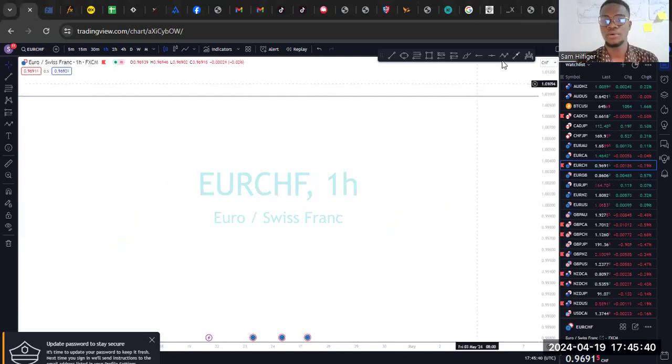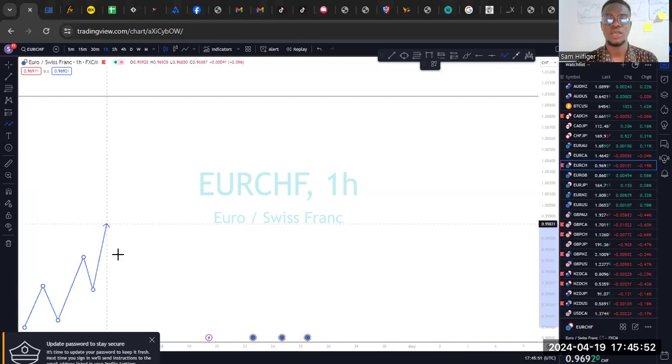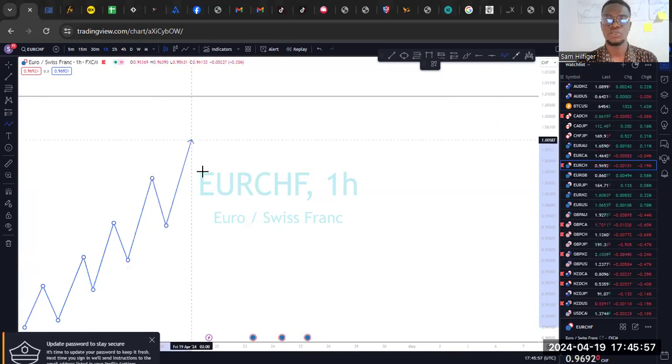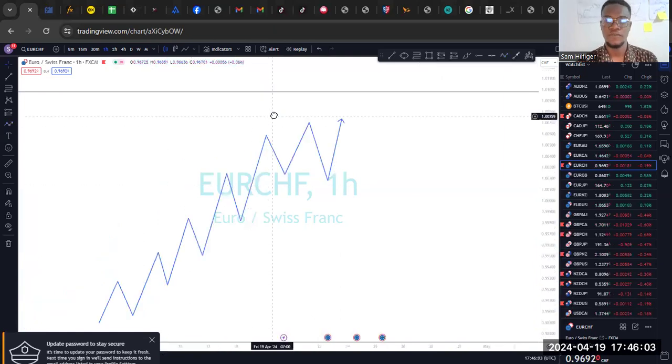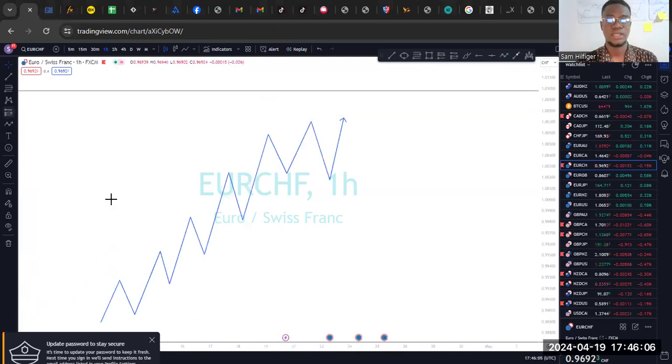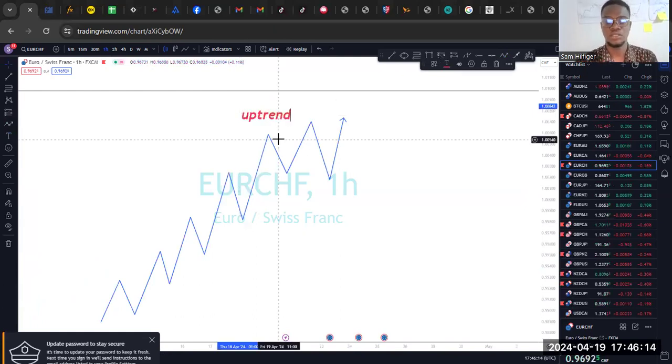For a market to move up, it does not just move straight up like this. It moves in waves. It goes up, comes down a little bit, goes up, comes down a little bit, as you see on every market chart, be it indices, crypto, Forex, whatever. This is how it keeps on moving. If you see it like this, it is an uptrend, or bullish market.